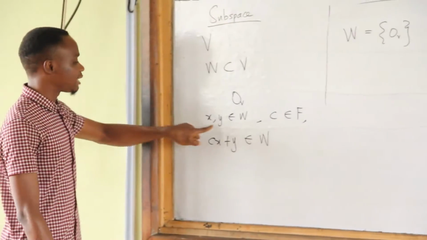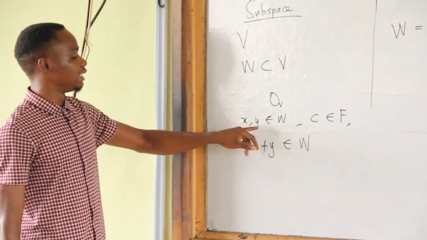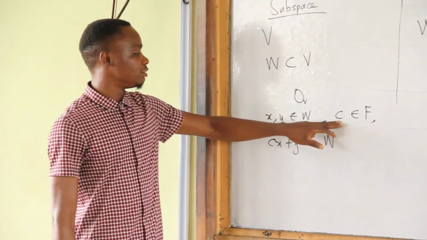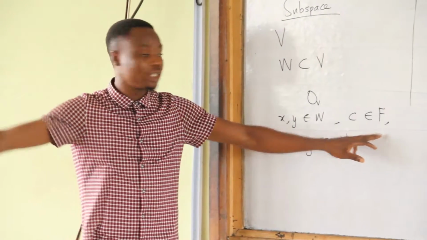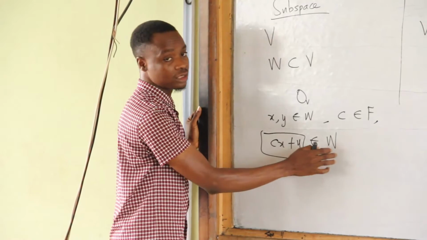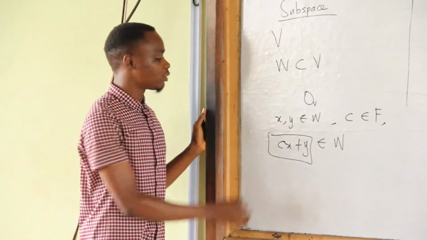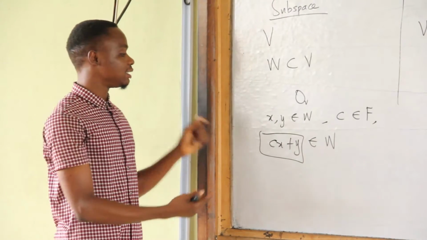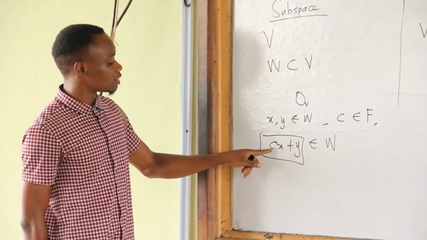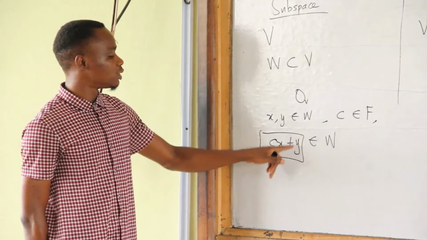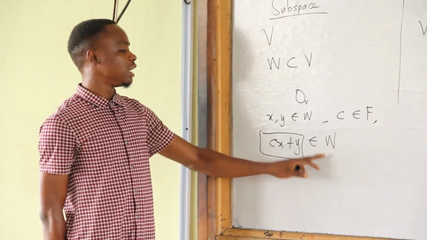And number two is that for any two elements x, y I pick in W, and any scalar I pick from the scalar field over which it is defined, then Cx plus y must also be an element of W. Is it very clear? That means when I multiply by a scalar and add to another element, the result should be an element of W. This is just another way to say that it has to preserve scalar multiplication, where C multiplied by x is scalar multiplication, then adding it with another element.